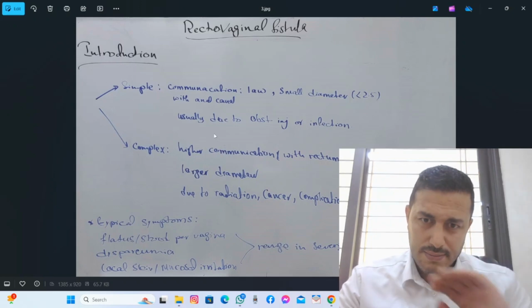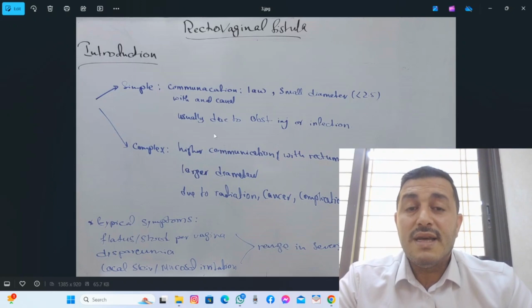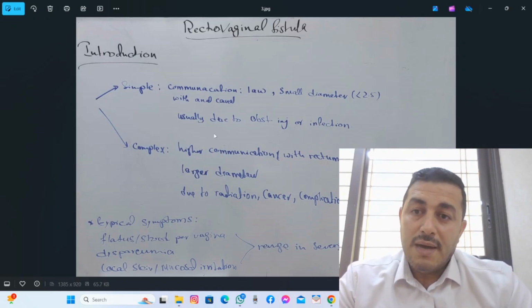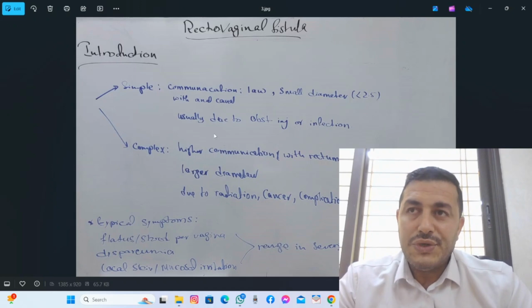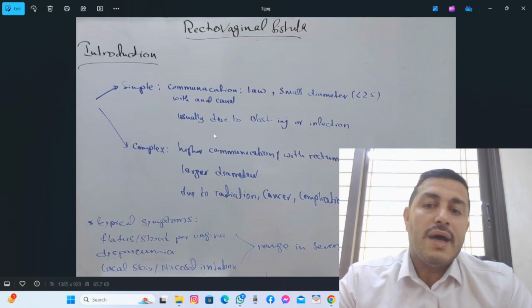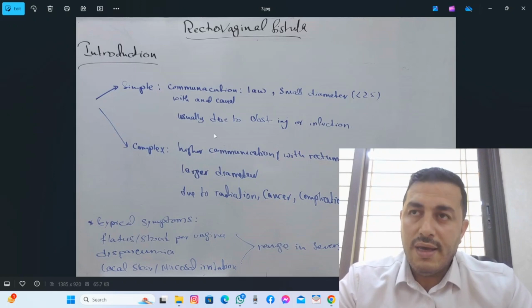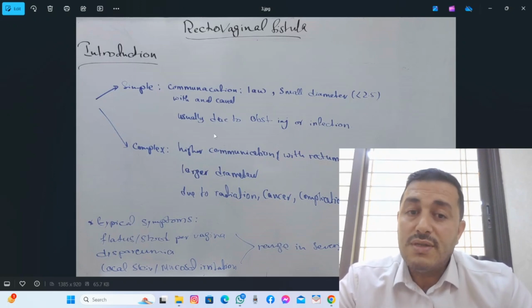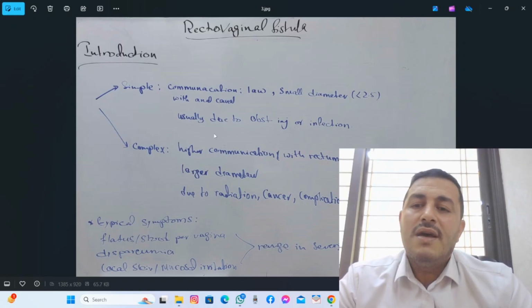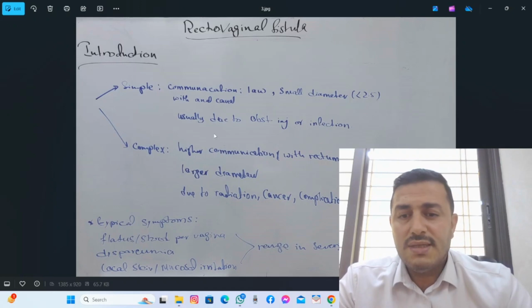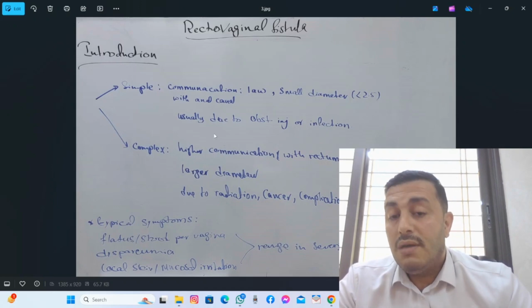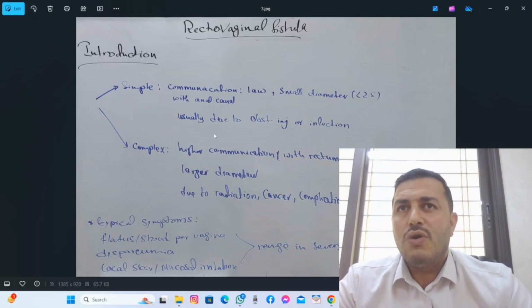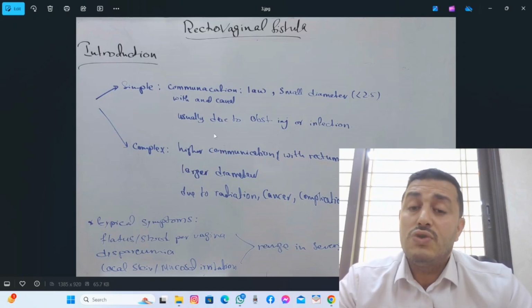If we are talking about the diameter of the opening, less than 2.5 centimeters comes with simple fistulas. And if we are talking about the etiology, obstetrical injury or infections come with the simple fistula, whereas high location of the fistula within the rectum and within the cervix, larger diameter above 2.5 centimeters, and etiologies not related to obstetrical injury and infection, such as radiation, cancer, complications of some pelvic colorectal surgeries or gynecological surgeries.